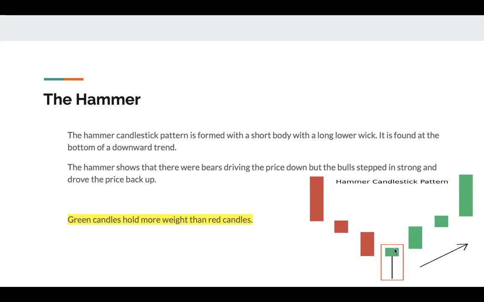Now, somebody asked me earlier, I want to make sure it's really simple, because it's not hard. I'm going to show you examples on the charts as well. Somebody asked, if I see a green candlestick, is that bullish? This particular candlestick is always going to be bullish, no matter what color it is. You see in the notes I put on here, green candles hold more weight than red candles. But overall, even if this candle is red, it is still bullish. The hammer is a bullish candlestick.